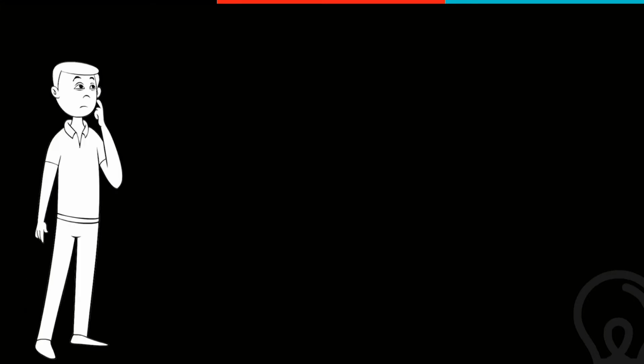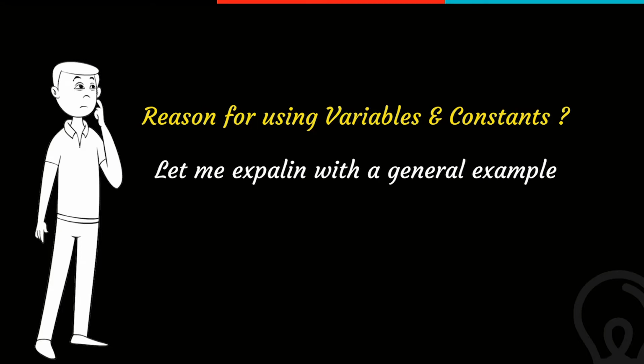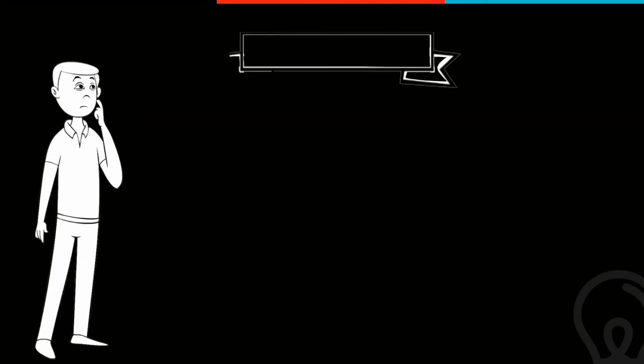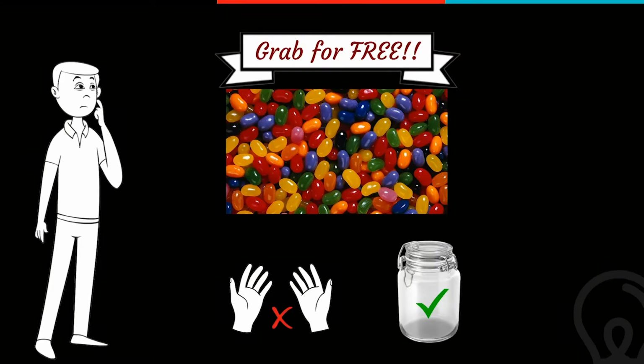Okay, first you need to understand the reason for using variables and constants, and then I'll explain what those are so you can understand those better. Let me explain with a jelly bean example. Suppose someone offers you as many jelly beans as you can take, free of cost, without paying anything. The first thing you will do is use a container so you can hold as many as possible. Either you will use your hand, which is not ideal of course in this situation, or you will try to find a big jar.